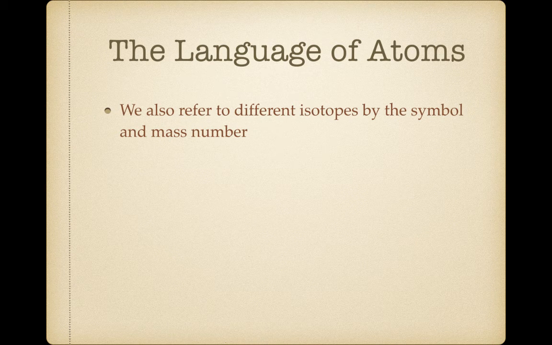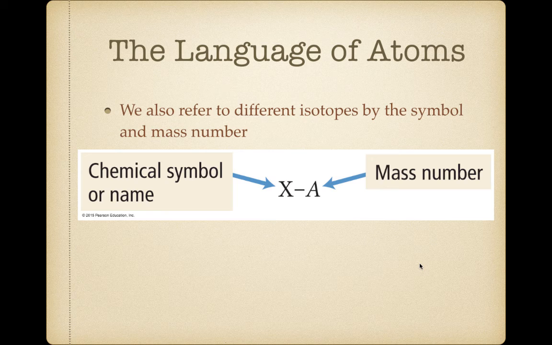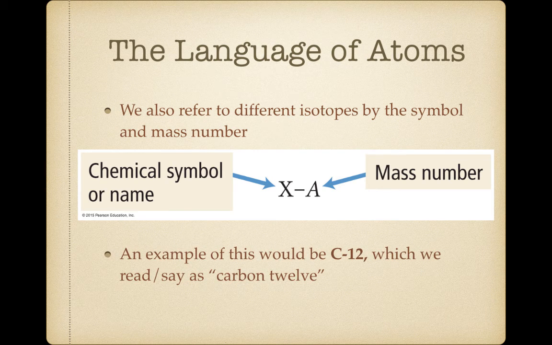Now, when we're looking at isotopes, we generally refer to different isotopes by both the symbol and the mass number. So we give our X, which is our elemental symbol, and then a dash, and then the value for the mass number. So as an example, you've heard me talk about carbon-12 in class, and so we would write that as C-12, which again we read or say as carbon-12. If you had a C-13, that would be carbon-13, etc.